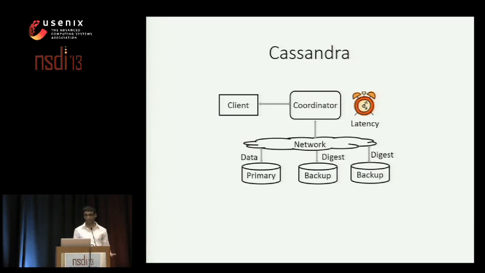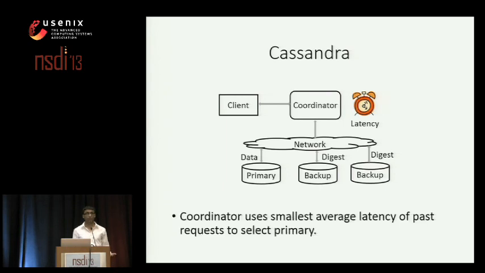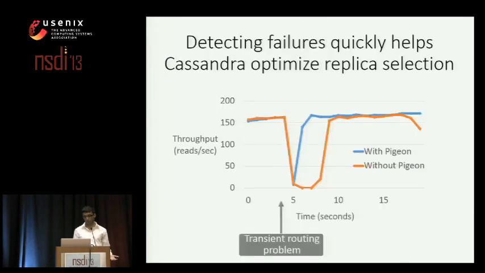There is one notable aspect of Cassandra that is relevant to our discussion here. The coordinator uses the smallest average latency of past requests to select the primary replica from which it is going to fetch the data. So we ran unmodified Cassandra, and Cassandra integrated with Pigeon, and injected a transient routing problem in the cluster and measured the client's throughput. And we saw that for unmodified Cassandra, the client almost blocked after the failure.